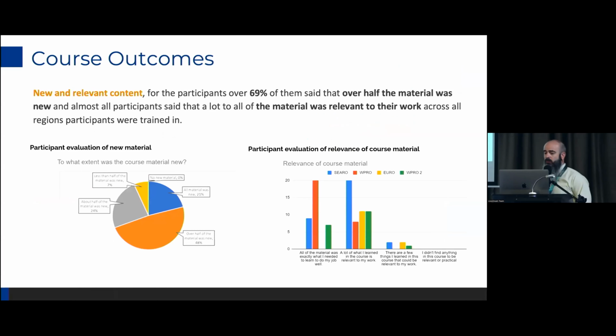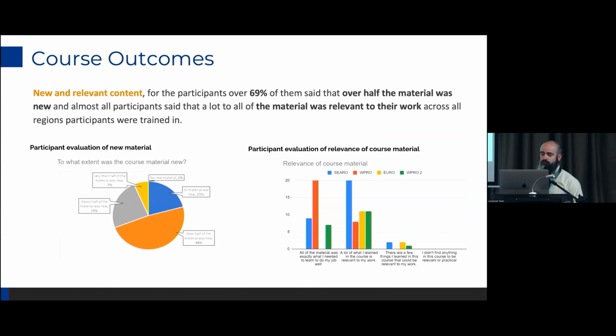And what we found was that most of the participants of the course, at least half of the material was new, which is quite good. And it's actually 69% of the participants who said half or more of the material was new. We also found that the majority of the course material was found to be relevant, either extremely relevant or partially relevant to people's day-to-day jobs. So it seemed like the material itself from the surveys showed that it was the right material and it was going to be used.